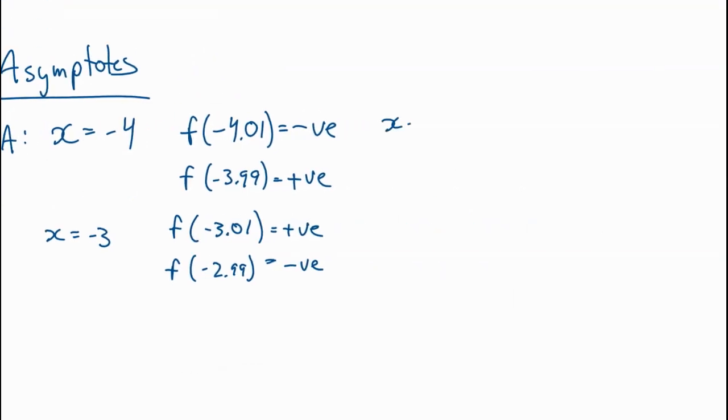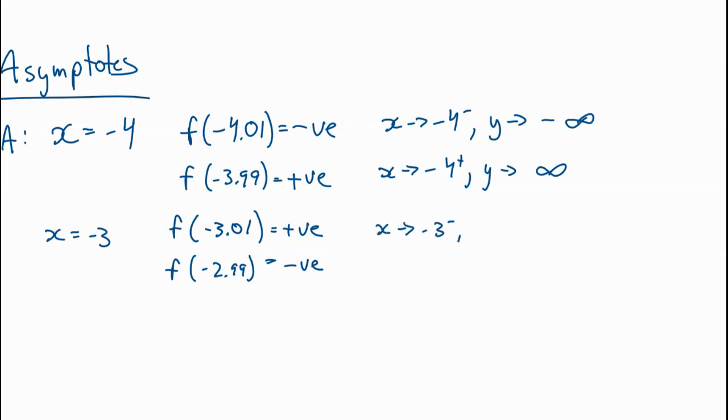So as x approaches -4 from the left, y goes to -infinity. From the right, positive infinity. Positive infinity. Negative infinity.